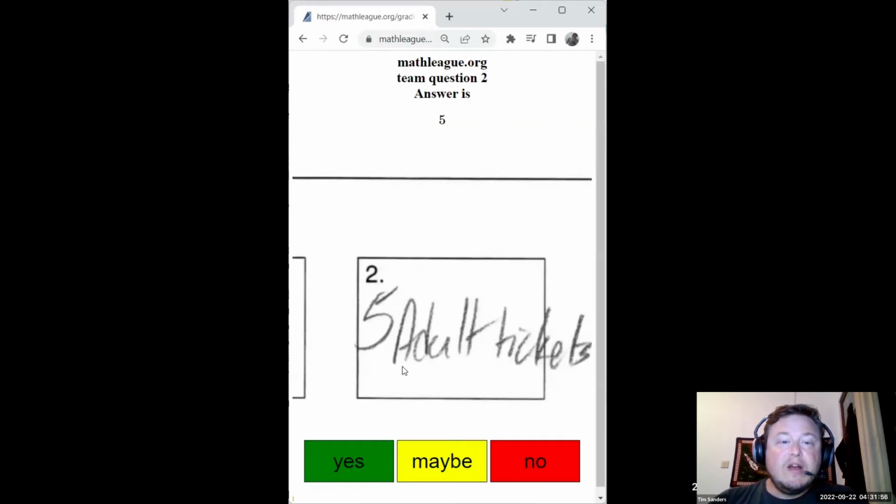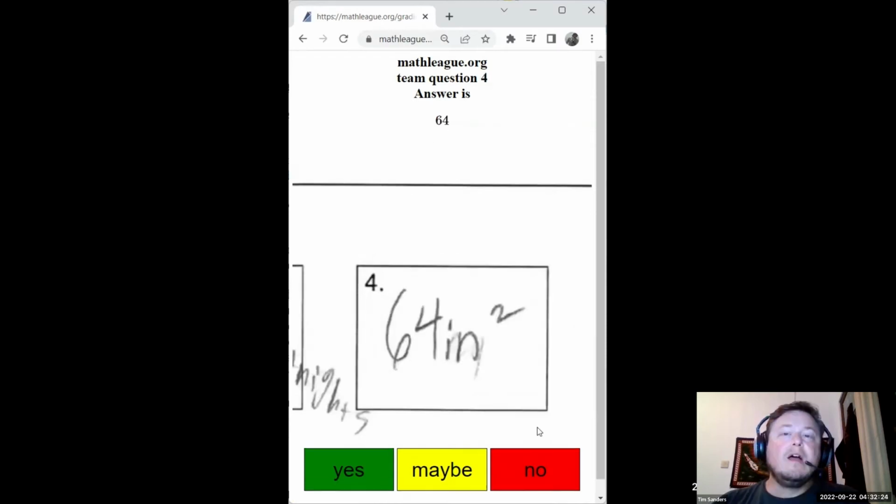Similarly, with this one, we ignore all of the letters. And what number did the student write in the blank? They wrote the number 5. There's a perfect match. So that is a yes. For this one, you'll notice that they wrote the units, but we ignore that, and all we pay attention to is the 64. 64 is the answer.